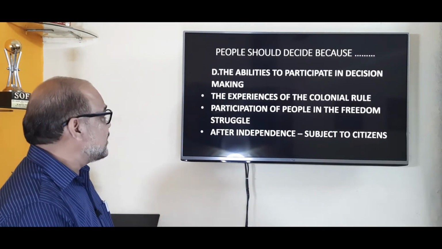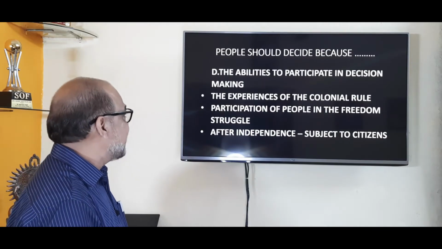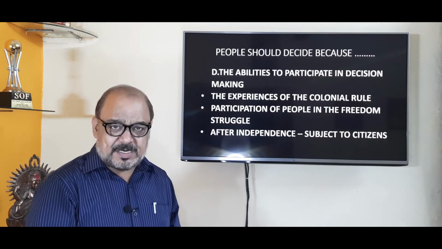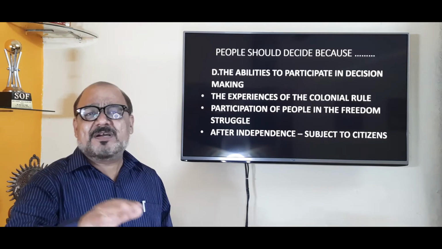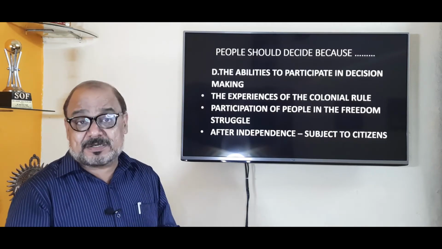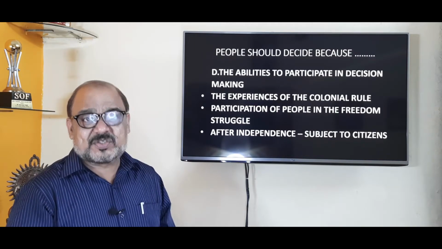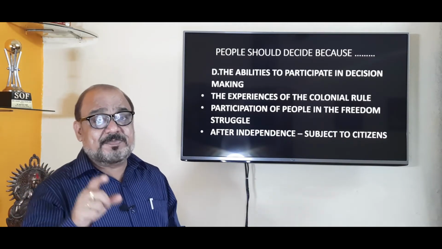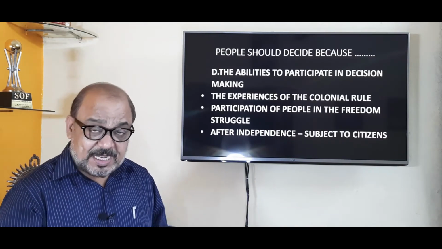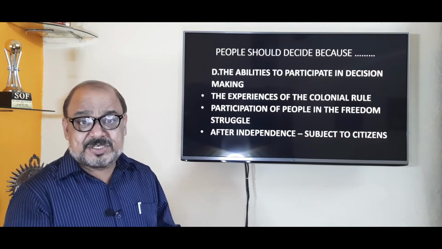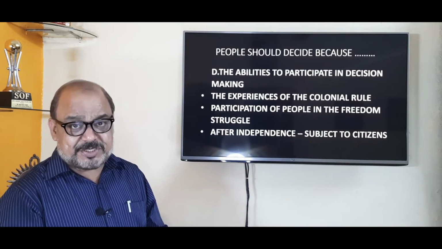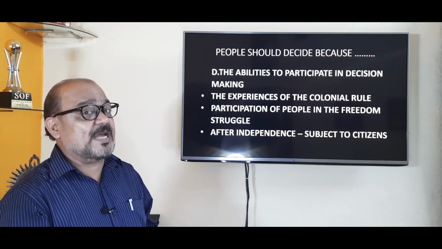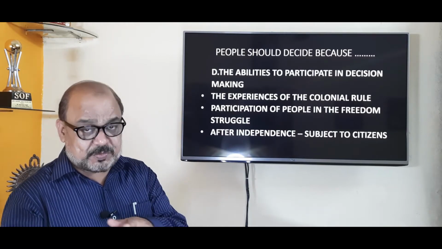People should decide because point number D. Point number D is the ability to participate in decision making. Through our freedom struggle, we have learned the sense of decision making, the process of decision making. The British had been our rulers and they are a democratic country, a parliamentary democracy. We have followed the pattern of parliamentary democracy, of course, from them only.